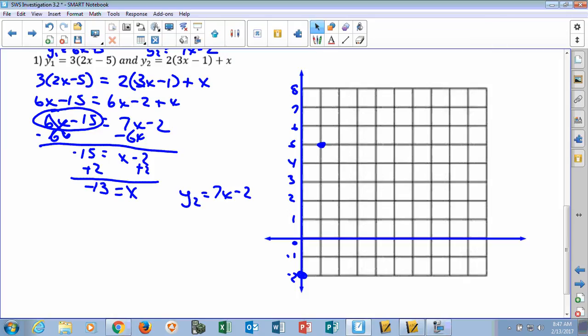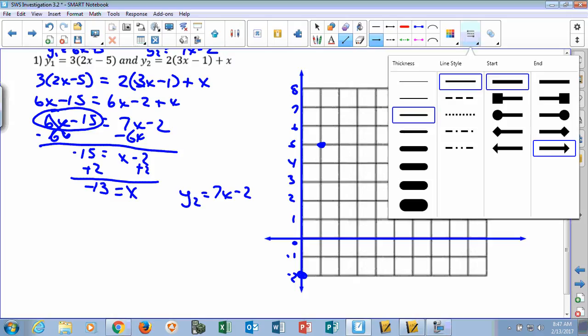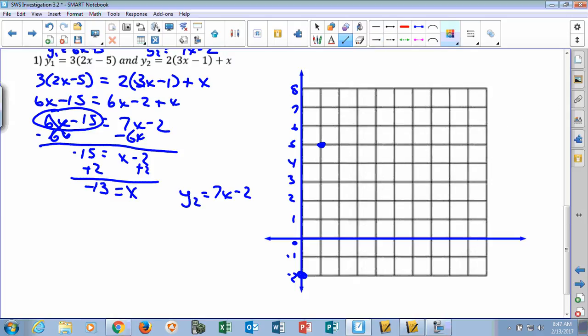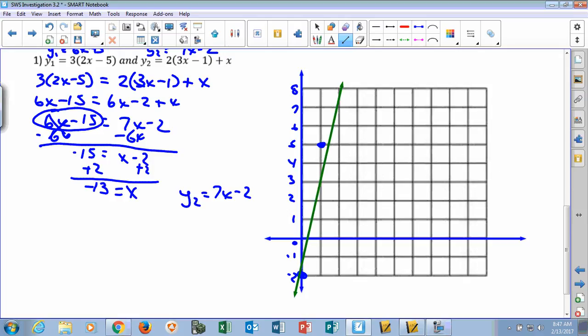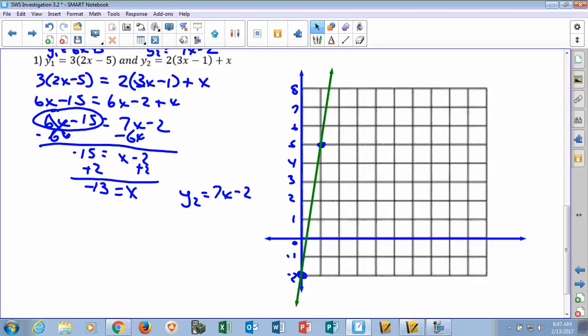And I'm going to use my straight line tool because you guys already know that I can't draw a straight line. I'll make it a different color so it stands out. And as best I can, that's pretty terrible. That's not bad. So there's the one line. Pretty steep, right? 7/1, that's a big slope.